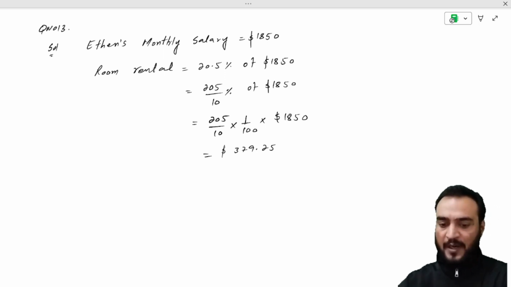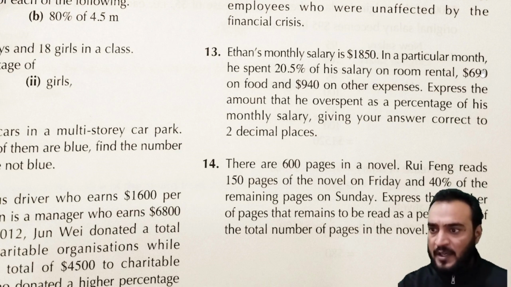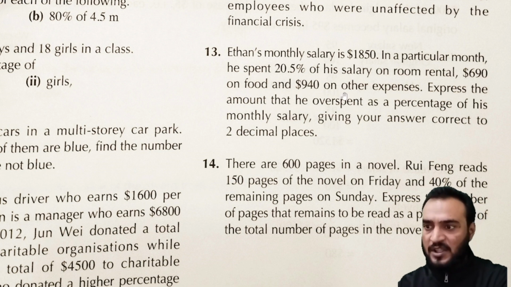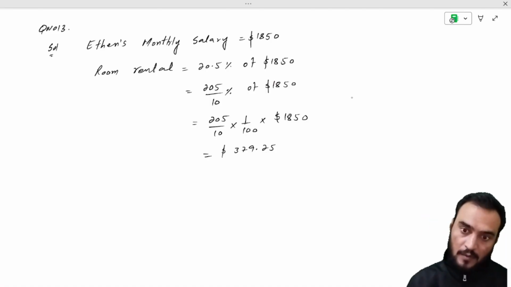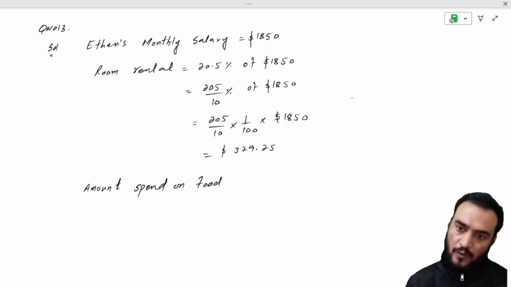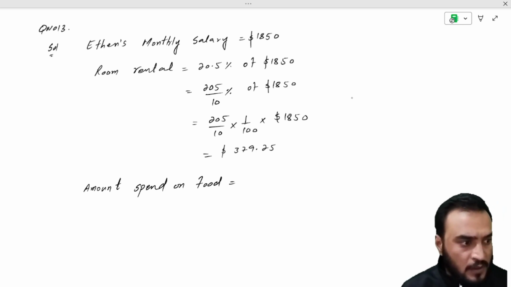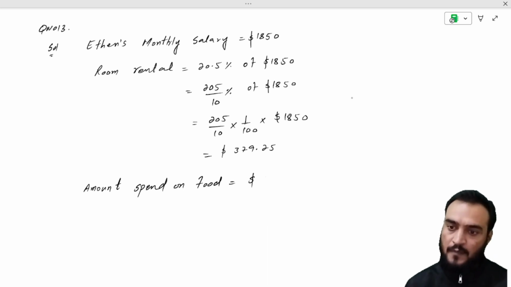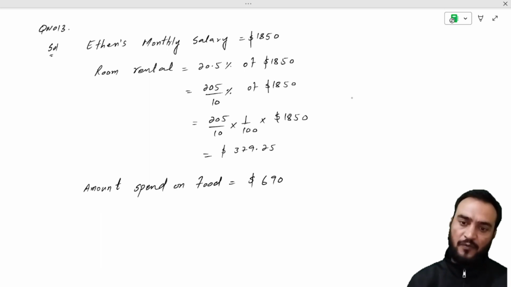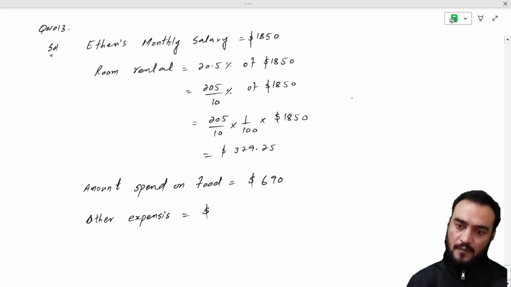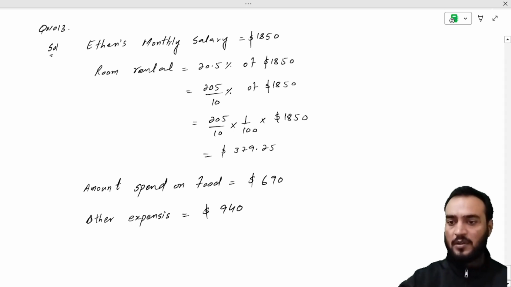So now he also spends other amounts, that is, he spends $690 on food and $940 on other expenses. So amount spent on food is equal to $690. This is the amount which he spends on food. And next is other expenses. Other expenses are $940.